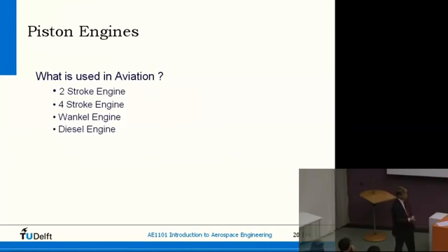So what's used in aviation in terms of piston engines? The 2-stroke and 4-stroke are used, the Wankel engine, and today you see much more diesel engines in small planes than in the past. But the standard engine was, of course, a 4-stroke engine. So how does it really work?